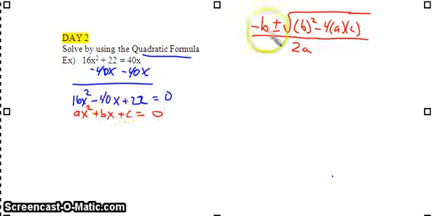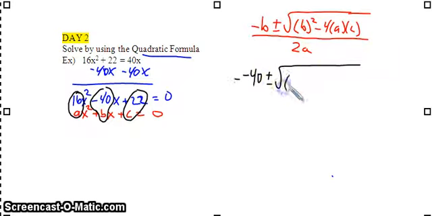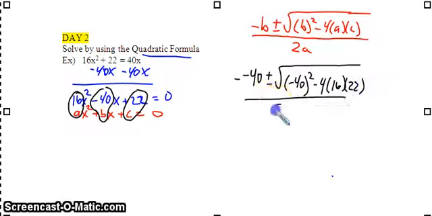So that's the form that it has to be in to be able to figure out what a, b, and c are. So I can see what a is. I can see that b would be negative 40 and c would be 22. So let's plug that in. Negative 40. If you want to go ahead and write that as a positive 40 right away, you can. I'm going to go back and change it in just a minute. Plus or minus the square root of negative 40 squared minus 4 times 16 times 22, all divided by 2 times 16.